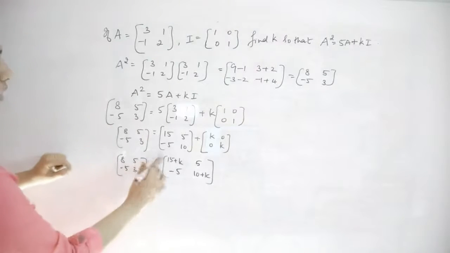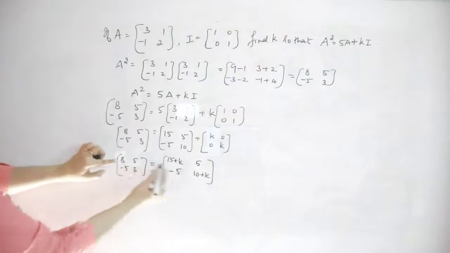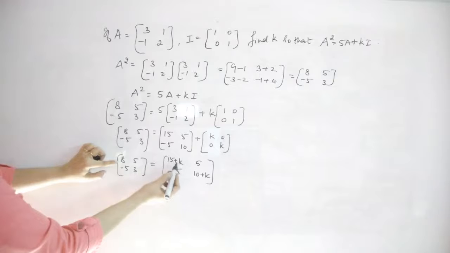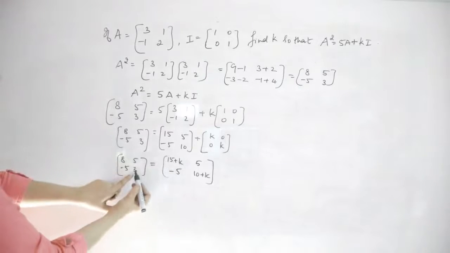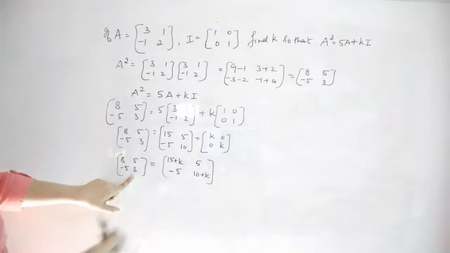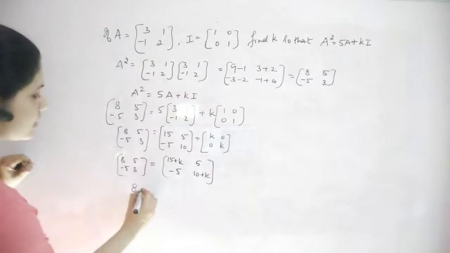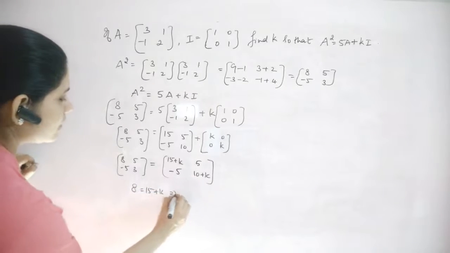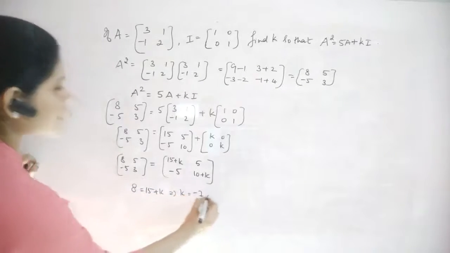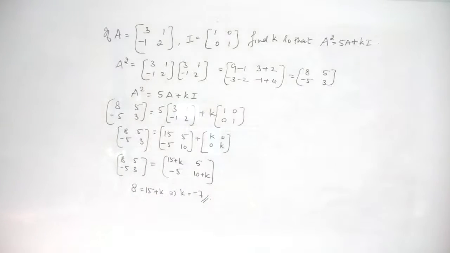Now these two are equal, which means you can compare. 8 can be equated to 15 plus k, or else you can use 3 is equal to 10 plus k. That will give you the value of k. 8 is equal to 15 plus k will give you k is equal to negative 7. So the answer is negative 7.